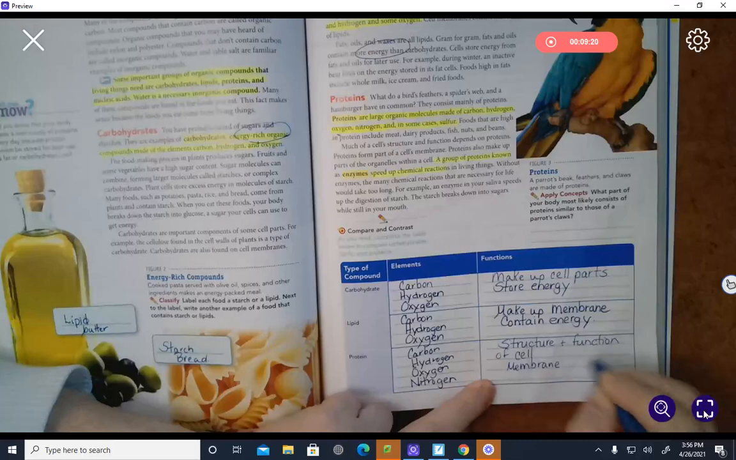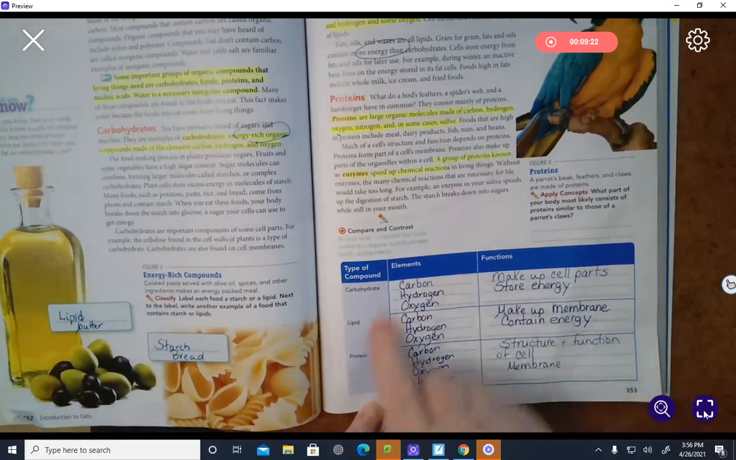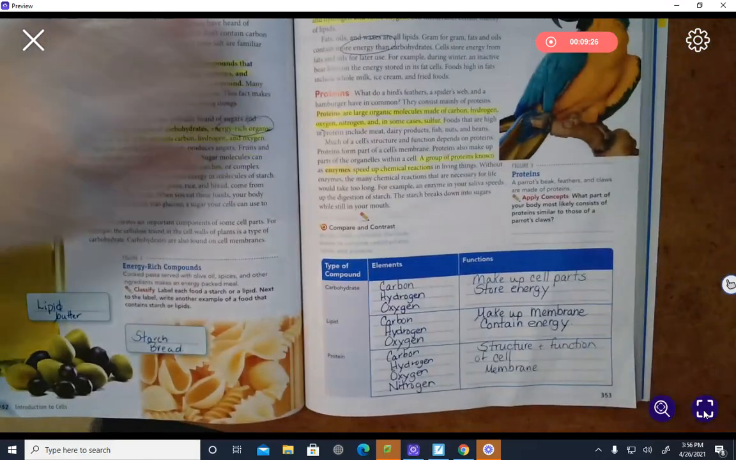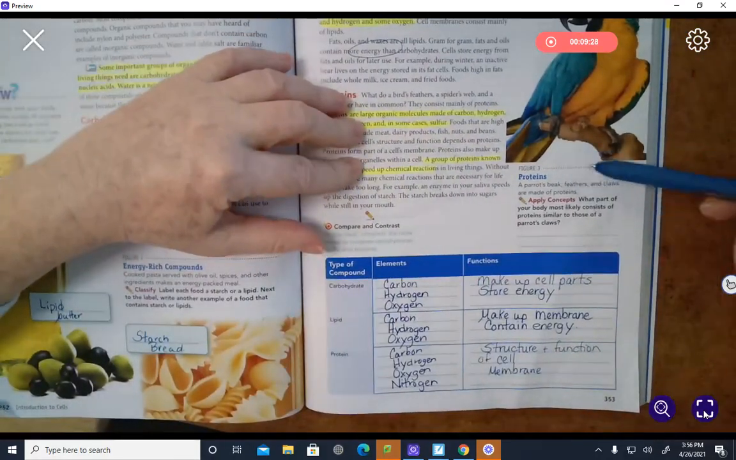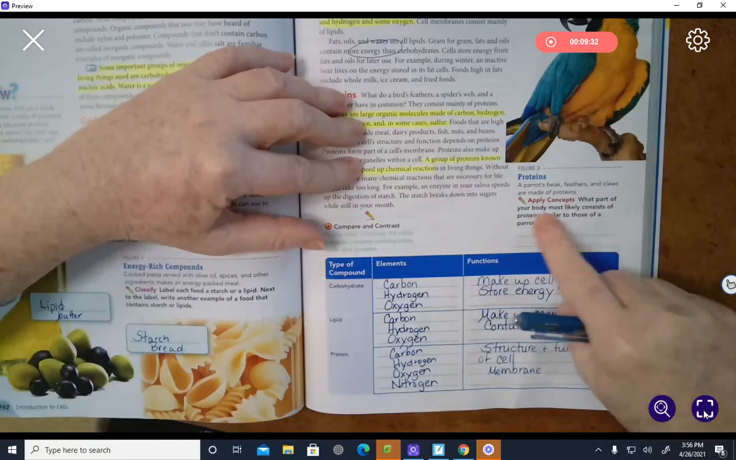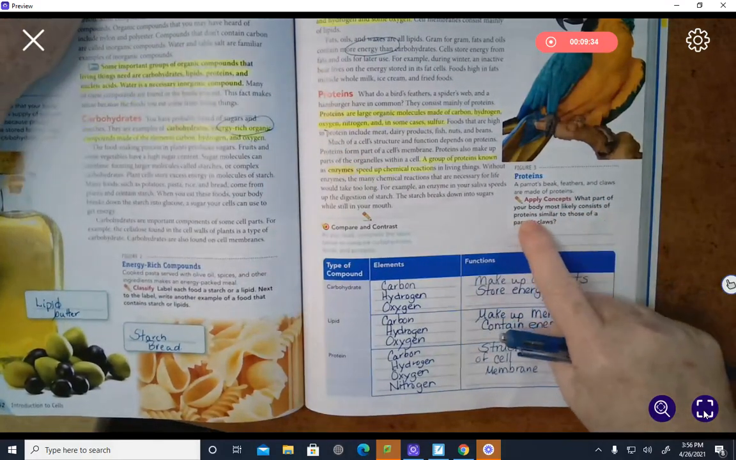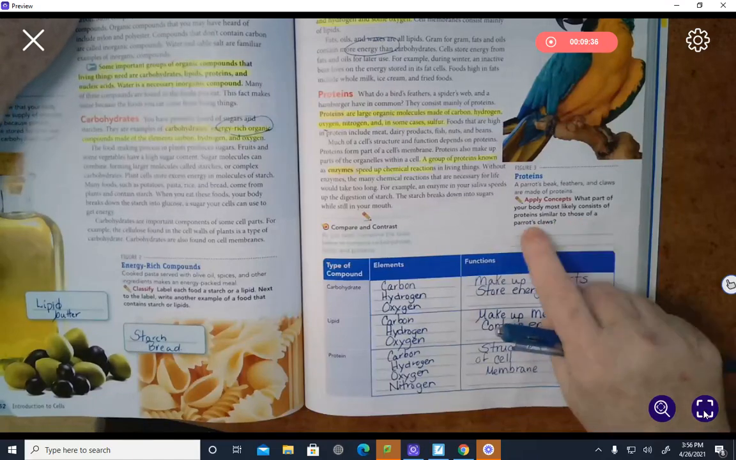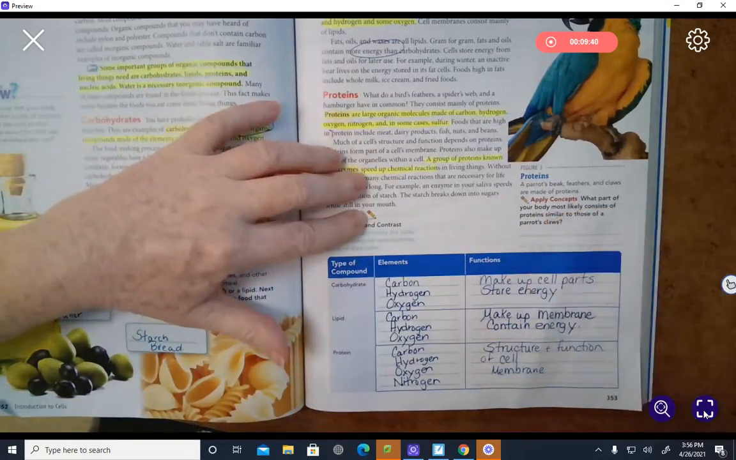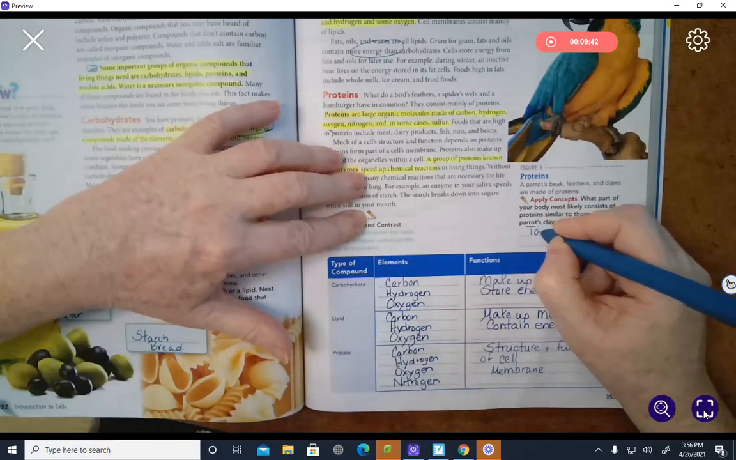So on the cellular level, you can see if you consume these types of foods that it does help you. A parrot's beak, feathers, and claws are made of proteins. What part of your body most likely consists of proteins similar to those of a parrot's claws? Well, what do you think? I'm going to say maybe our toenails or fingernails.